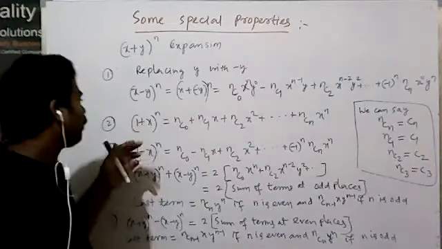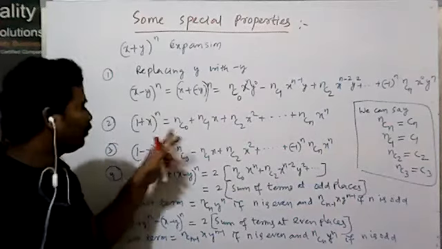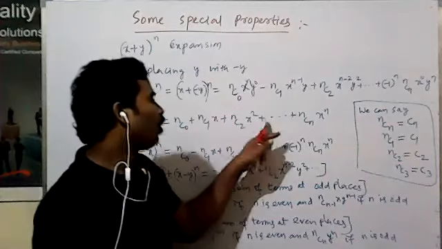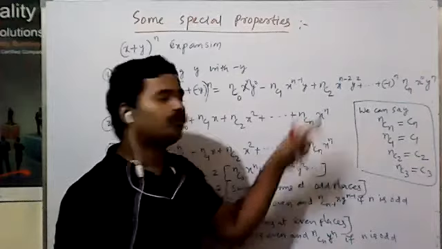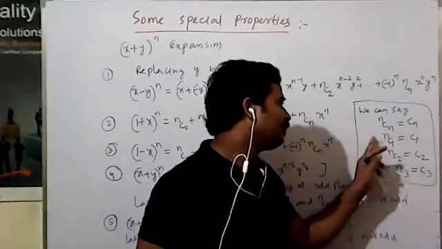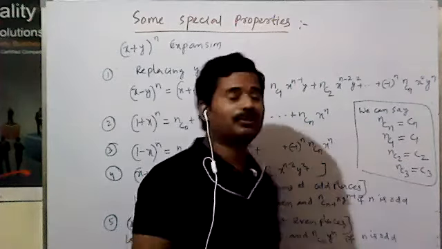Similarly, another property: (1 + x)^n is equal to nC0 + nC1 x + nC2 x^2 + ... + nCn x^n. We can say nC0 is C0, nC1 is C1, nC2 is C2, nC3 is C3.